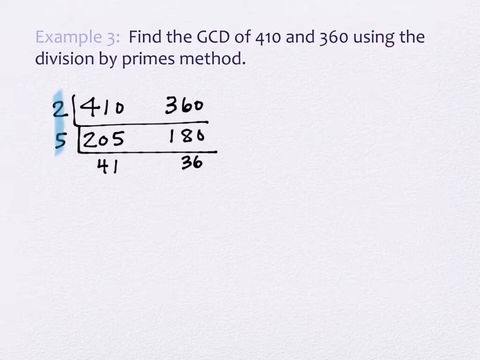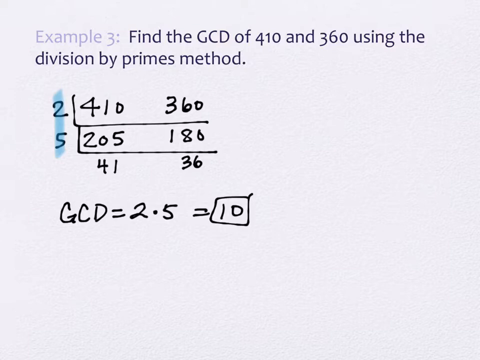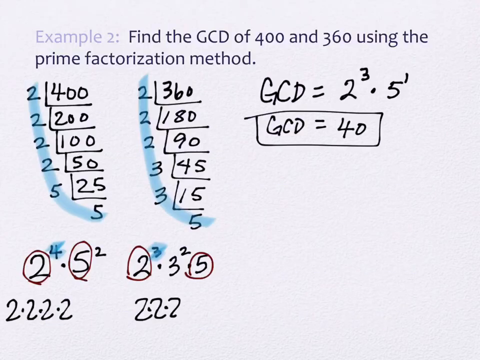So the answer is actually the values that we've divided by when we multiply them back together. So the greatest common divisor is 2 times 5, or 10. I like this method because it avoids all the unnecessary division that we had to do over here that didn't apply.